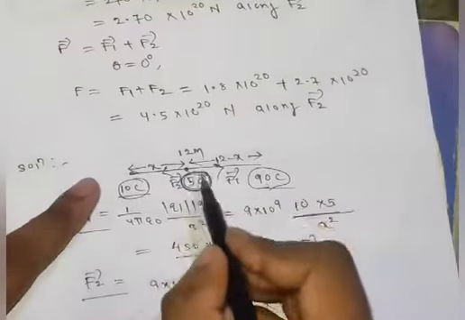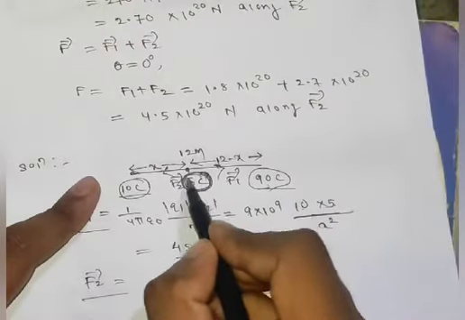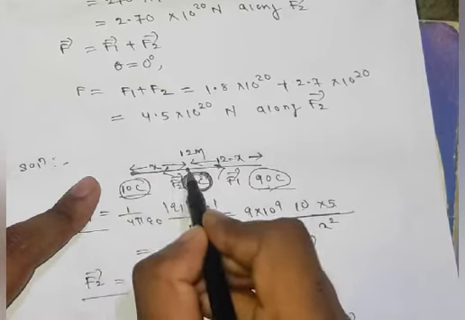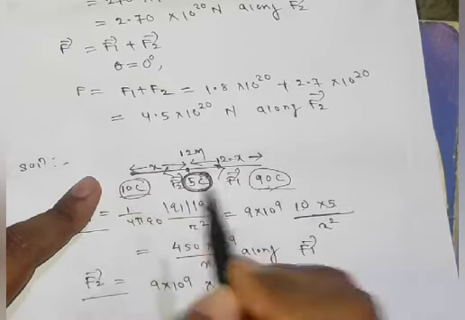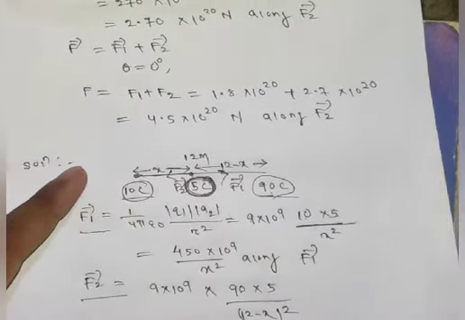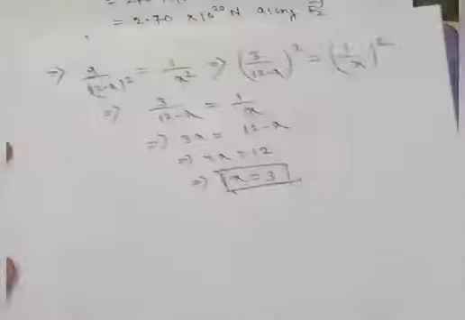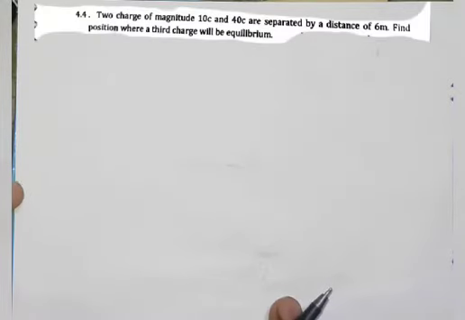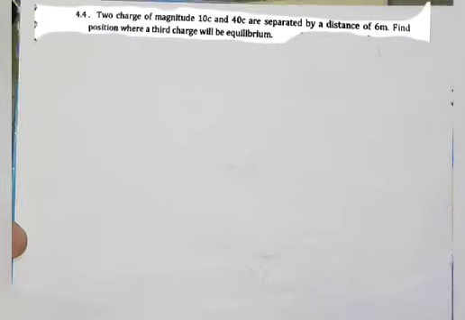So see the figure. We take this 5 coulomb charge at a distance x from the 10 coulomb charge, and we got the value of x as 3 meter. Now I shall go to the next question. The next question is: two charges of magnitude 10 coulomb and 40 coulomb are separated by a distance of 6 meter. Find the position where the third charge will be in equilibrium.